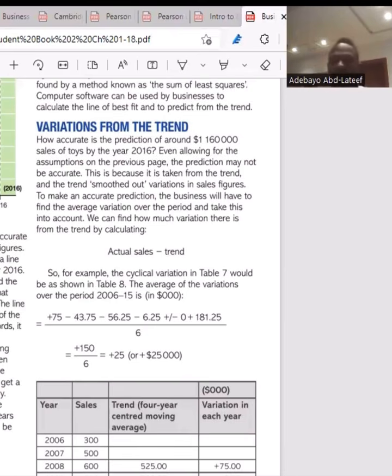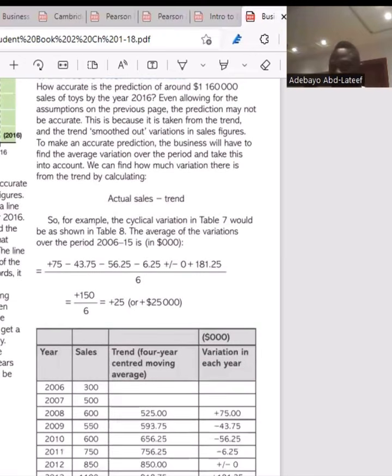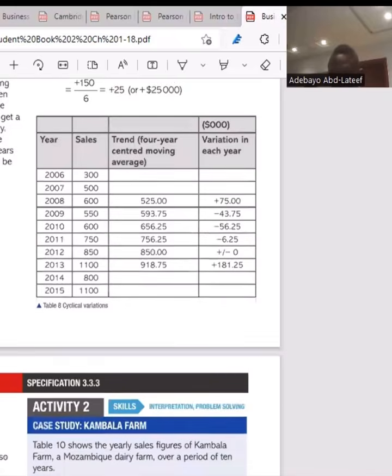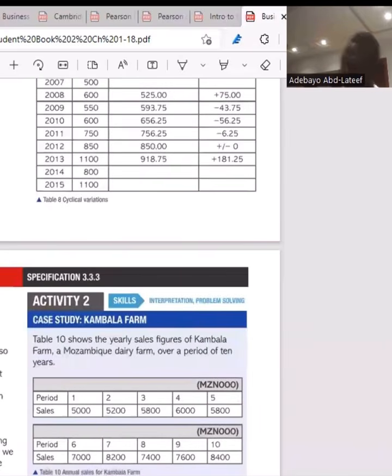You get your variation using either moving average or centering. When you use your moving average, you calculate 3 periods from 2006 to 2008. You add them together, you divide by 3. Whatever you get, you take it away from the total sales, which is 300 plus 500 plus 600. Whatever you get is what we mean by our variation. Is variation clear? Yes. All right, so we'll stop here.